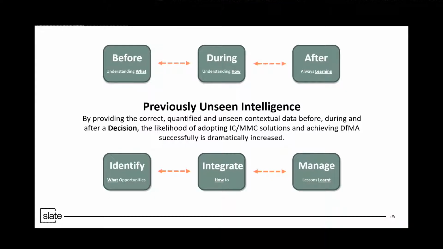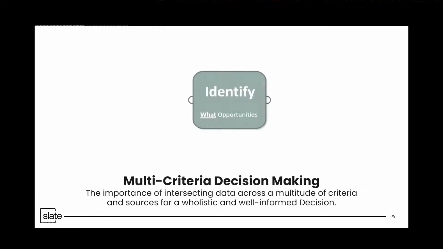So we're talking about DfMA, that's really about integration, but first and foremost, even understanding what you can identify, what is out there, and then how do you integrate, and then there's really no management or no database for how you can start to evolve that knowledge. So what we're focused on here is all that unseen intelligence. As I described with Waze, now how do we look at the correct quantified and unseen in terms of how you do start to create those decisions. And that comes down to really multi-criteria decision making.